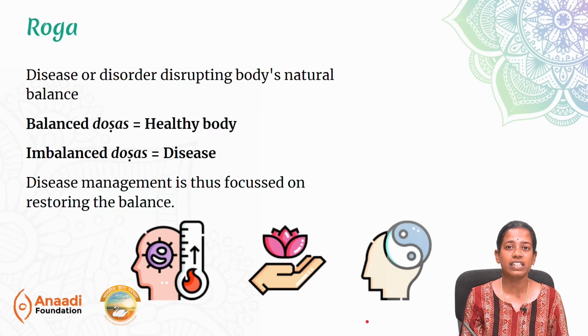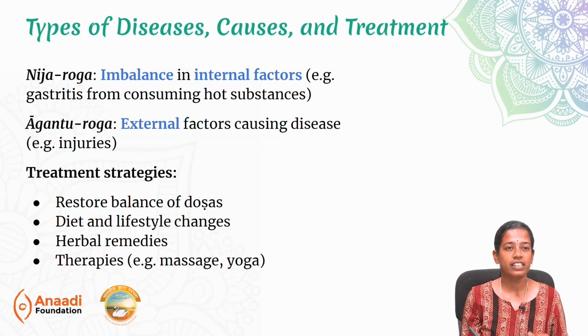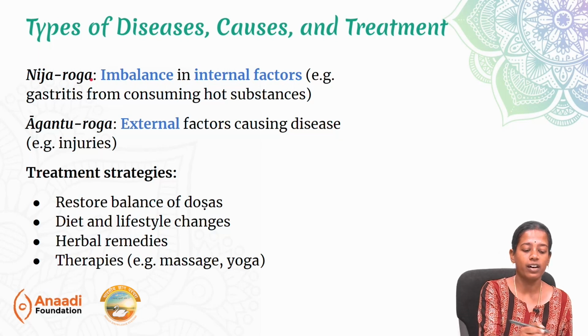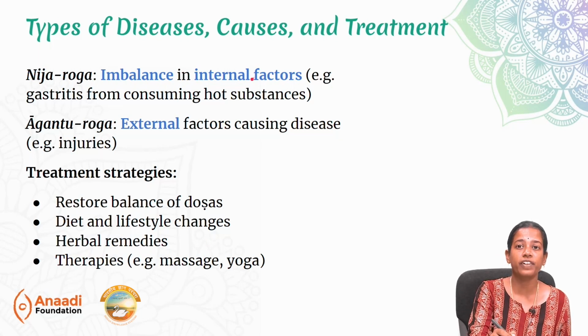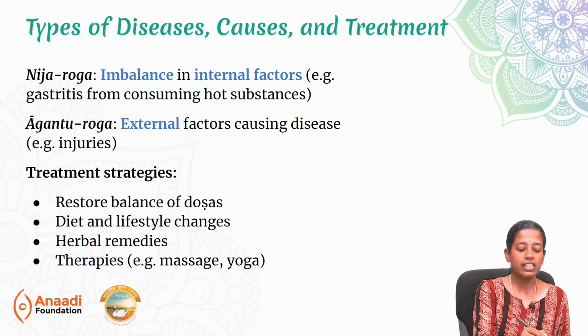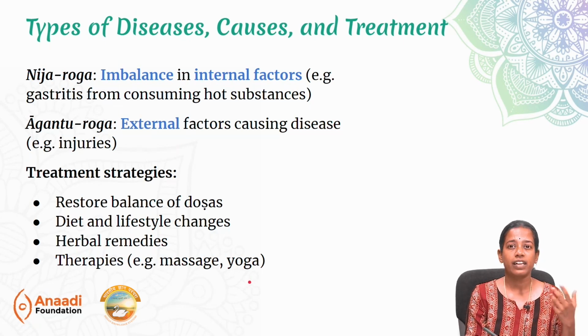A healthy body is considered as one where the doshas are in perfect balance. Let us now try to understand the different types of diseases or Roga, their causes and treatments as mentioned in Ayurveda. In Ayurveda, Roga is broadly classified into two types. One is Nija Roga, where the doshic imbalance is because of internal factors. For example, one develops a gastritis condition when they have consumed a lot of hot and spicy substances. The second classification is that of Aghantu Roga, where the causation for the disease is external. For example, external injuries caused by accidents and the like.